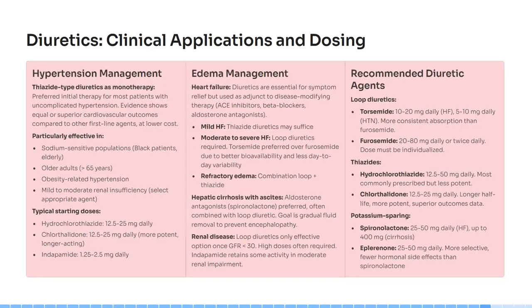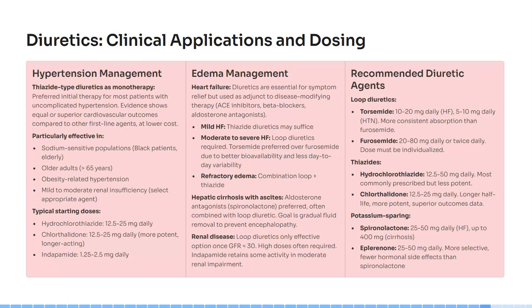Okay, we are getting towards the end. Let's see. Diuretics for hypertensive management. Thiazide type diuretics as a monotherapy, that's preferred initial therapy for most patients with uncomplicated hypertension. You may see sodium sensitive populations like Black patients and the elderly, those over 65, some who have obesity related hypertension, or mild to moderate renal insufficiency, but you have to make sure you're picking the correct one.